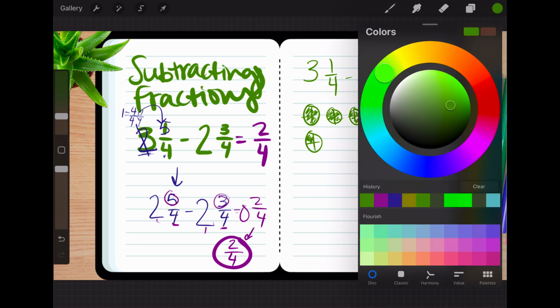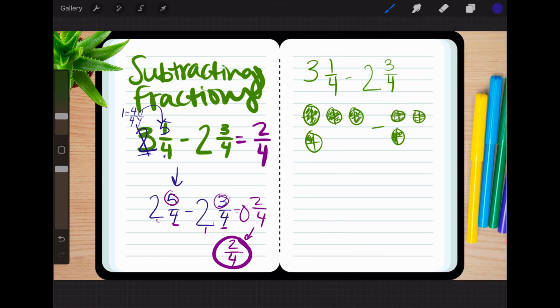Okay, now I have a model to represent my fractions. Again, remember, I'm trying to do 1/4 minus 3/4. If I have only one piece, I can't take away 3 pieces. So I'm just going to combine one of those wholes from earlier. I have those 3 wholes, right? I'm going to take one out and group it with my 1/4. If I put those together, that's 5/4.